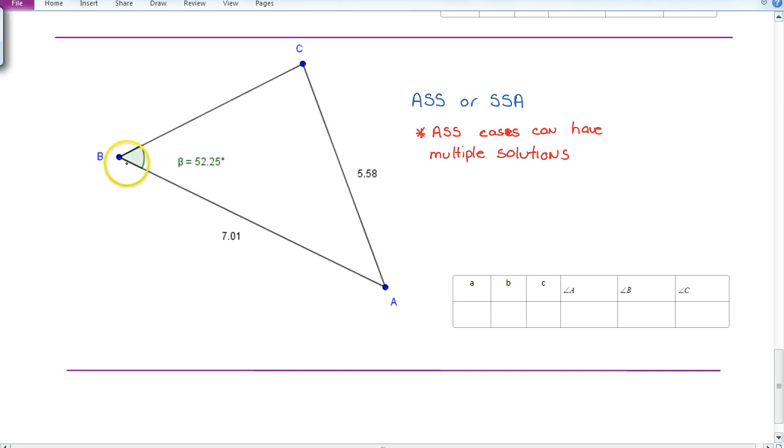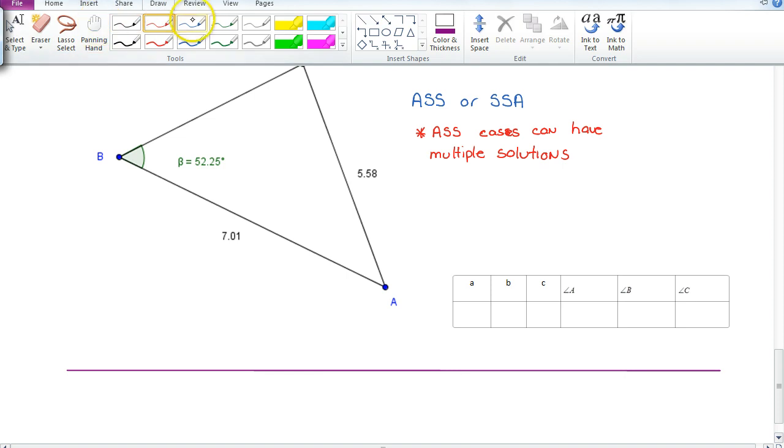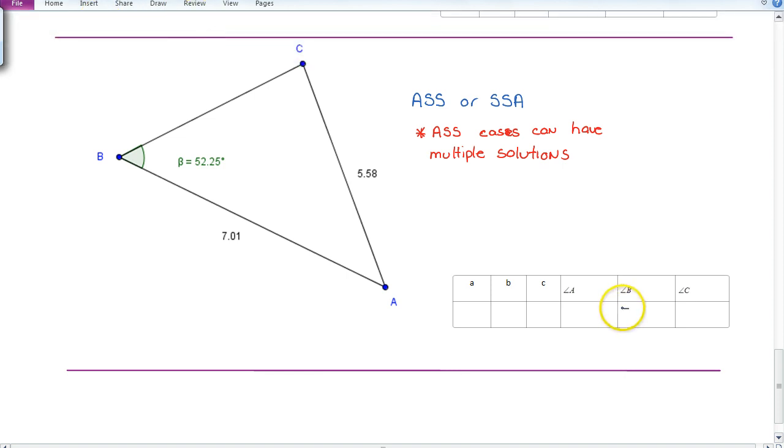So angle, side, side, or side, side, angle. We see angle B is 52.25 degrees. Don't forget that degree symbol. Length C is 7.01. Length B is 5.58.